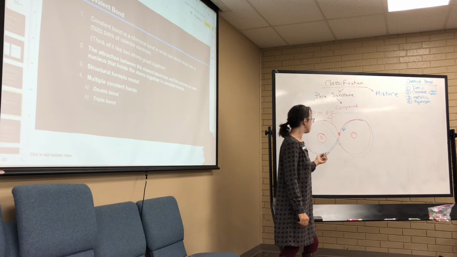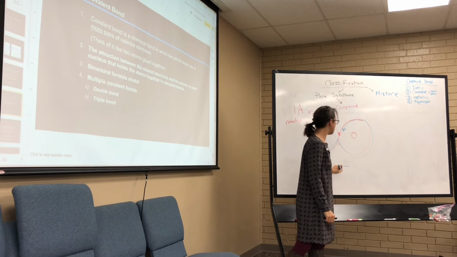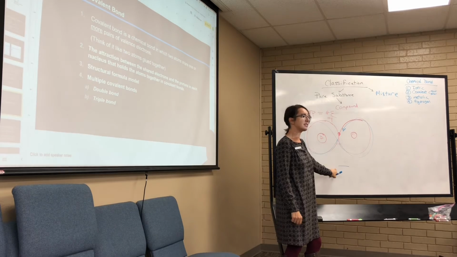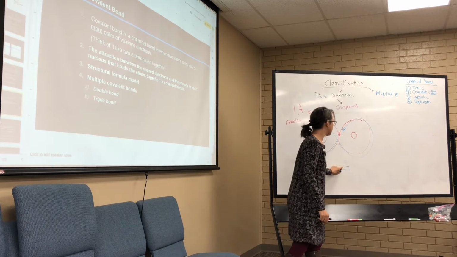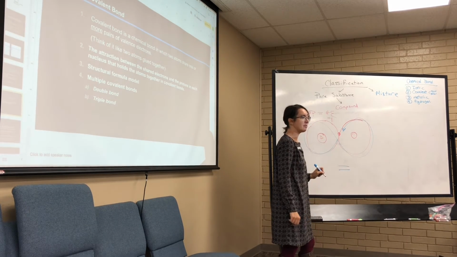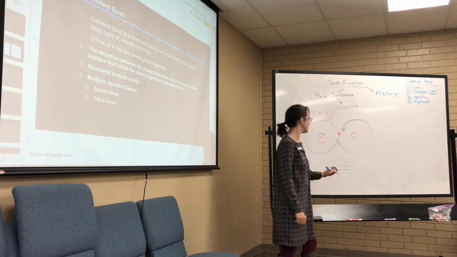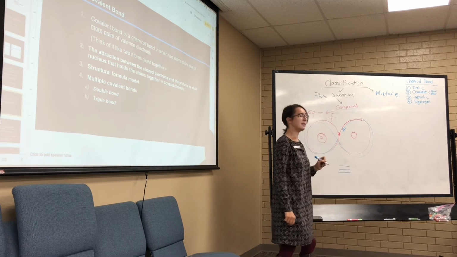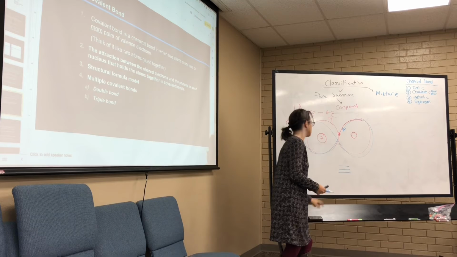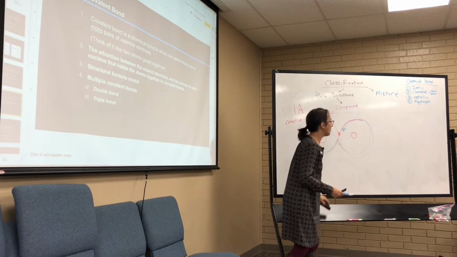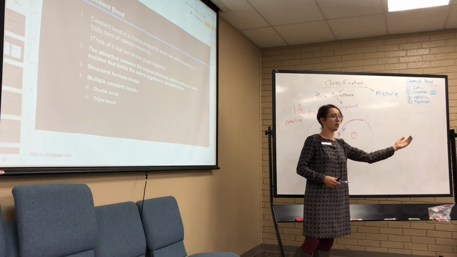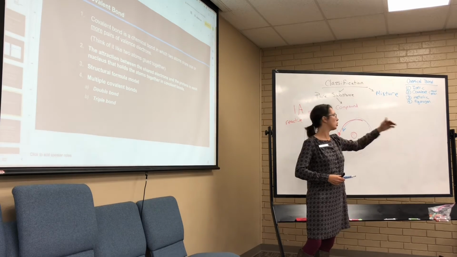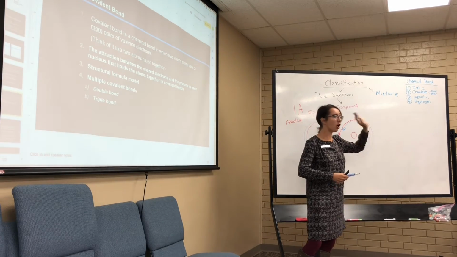So they talked about three different types. You have a single one and it's marked with a single line, right? A double one is marked with a double line, means they share 2 electrons. And 3 means they share 3 electrons. So remember, the goal is to be stable. That's what the whole goal is. The goal is 8 all the time.